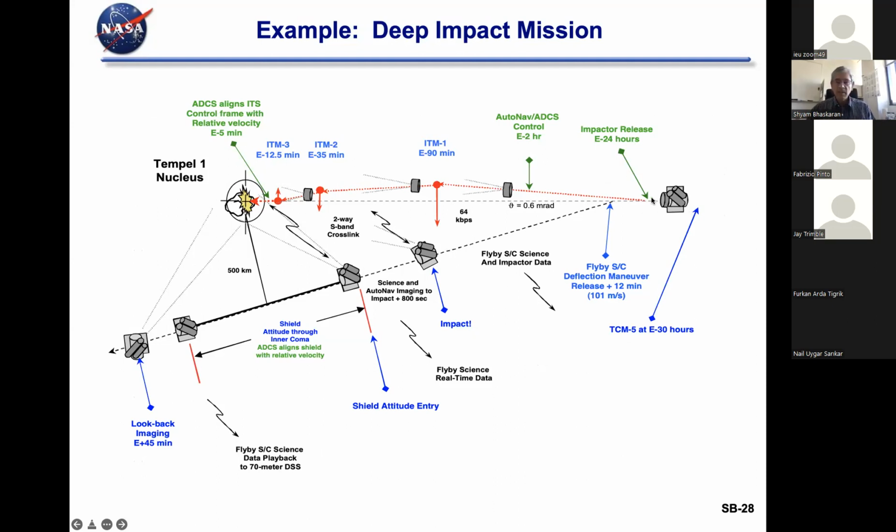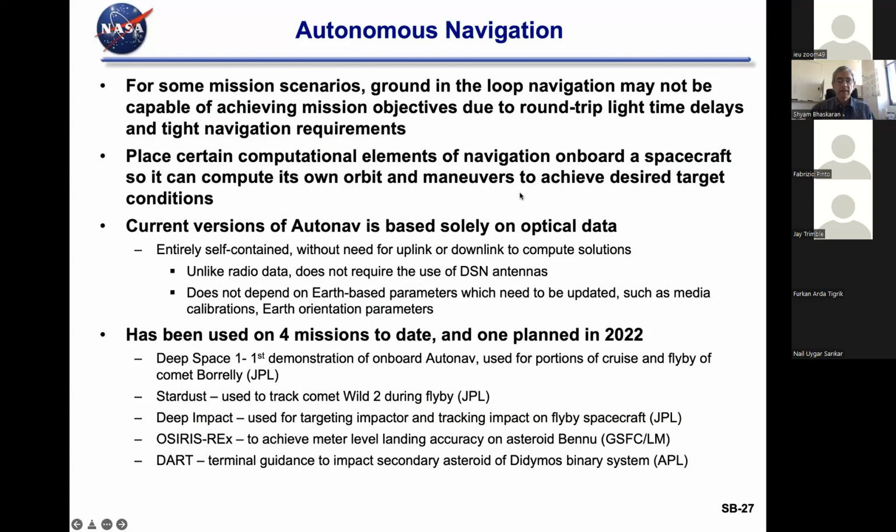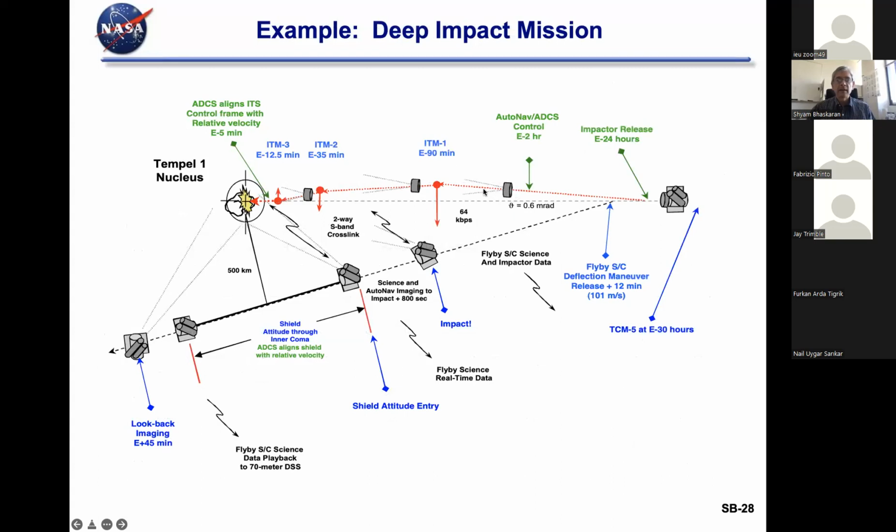So the impactor was released, and at about 2 hours out, the autonomous onboard AutoNav system was turned on. It used optical data to track the nucleus of Comet Tempel 1. It performed 3 trajectory correction maneuvers at 90 minutes out, 35 minutes out, and 12.5 minutes out to impact the comet. Meanwhile, the flyby spacecraft used onboard AutoNav to track the nucleus in the flyby to watch the impact as it happened. And it was also quite successful.